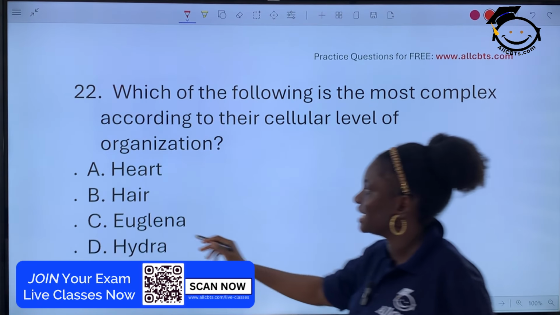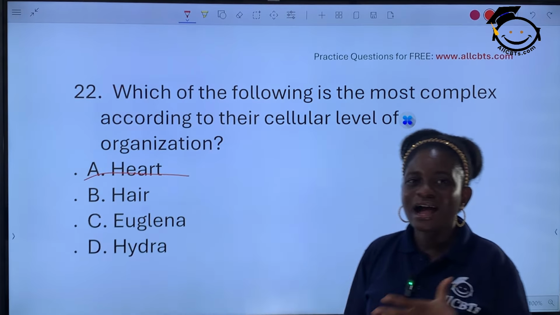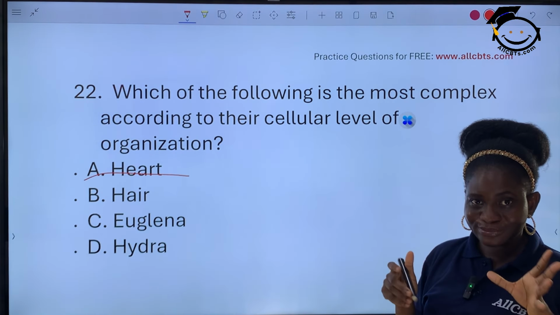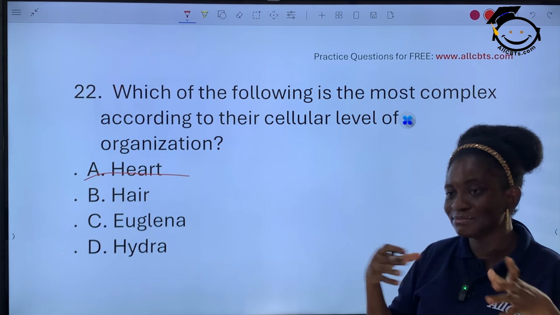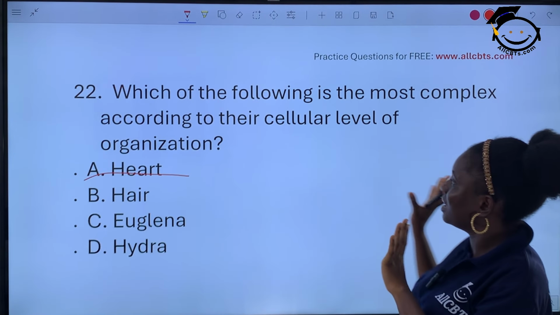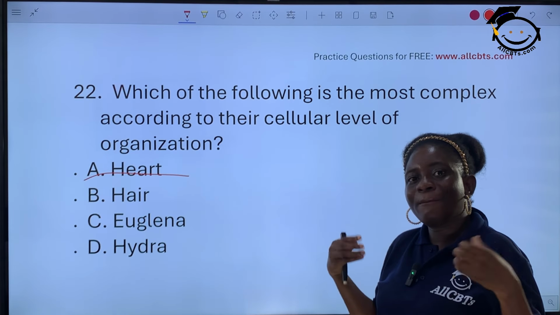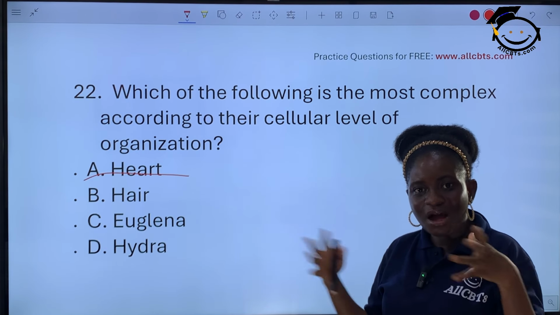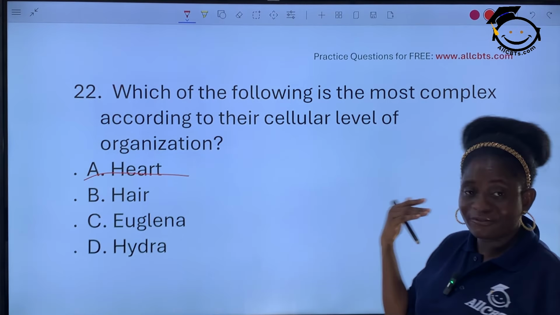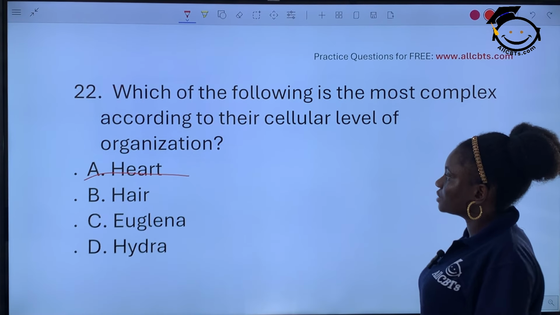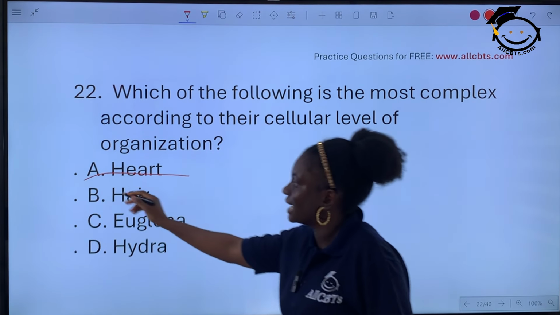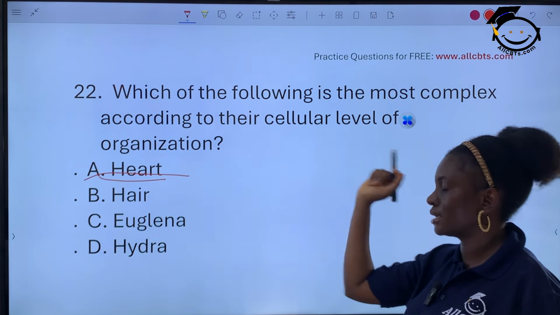The answer here is heart. Heart is a machine on its own. It does a lot. It's made up of complex compartments. It has a lot of cells in it to perform its function. So the correct answer here is option A.